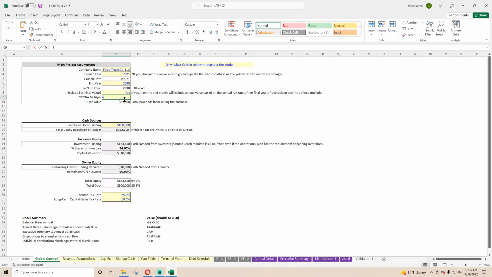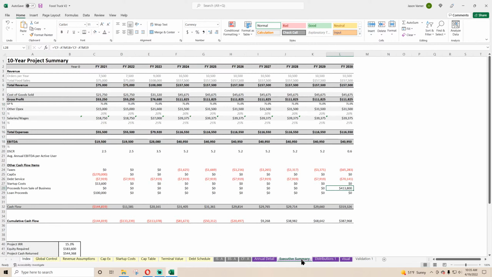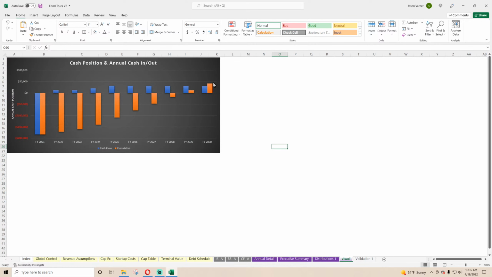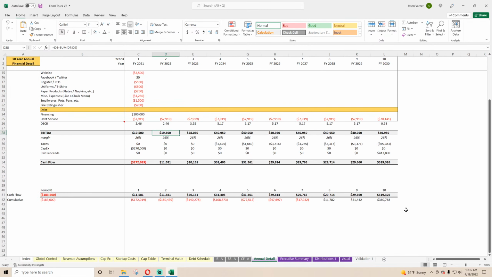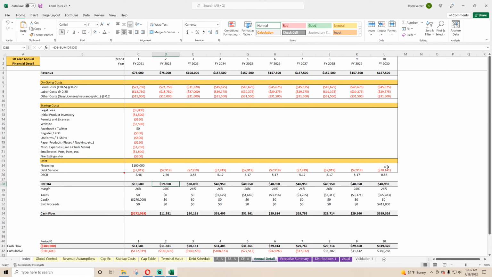Maybe we'll do like a 4x here on the exit. Oh, because you got a debt repayment. I was just saying, why is the last year so low, even with the exit, 300,000.